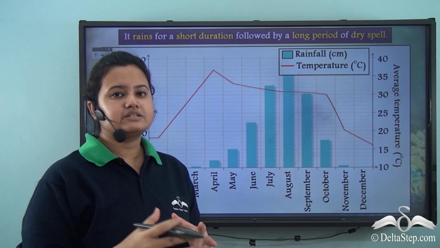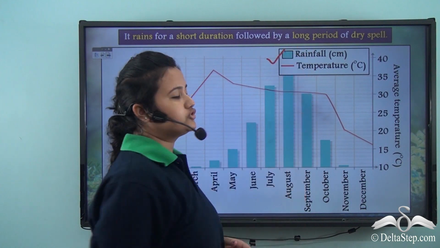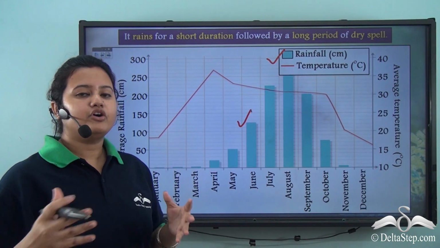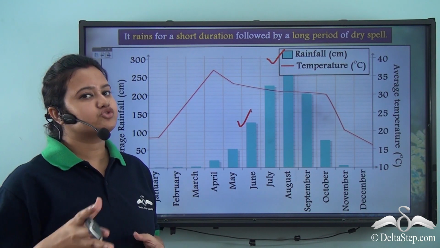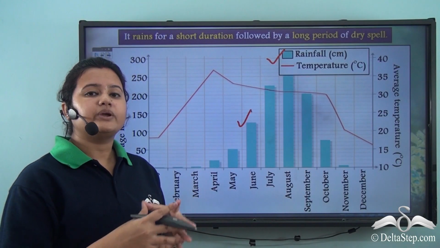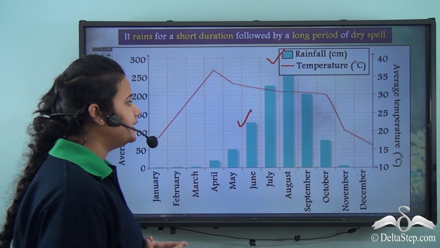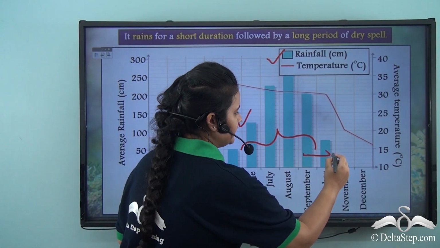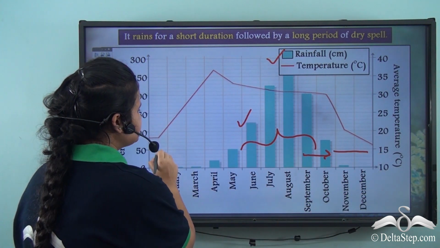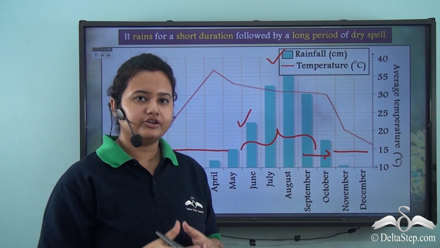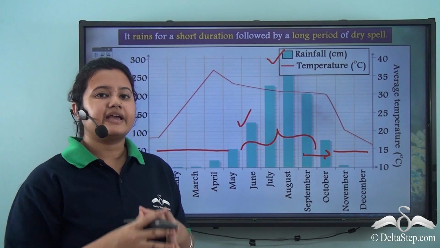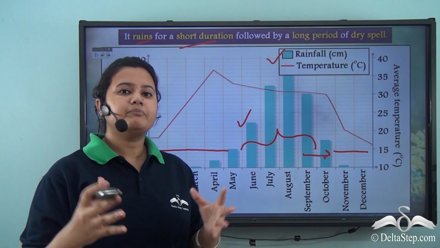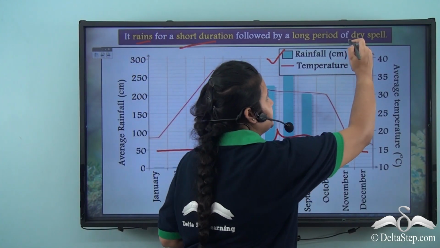Now, we shall discuss the rainfall pattern of tropical grasslands. Here, the blue bars represent the rainfall or precipitation pattern of tropical grasslands. In this graph, we can see that it rains heavily but for a very short duration. After the period of heavy rainfall, a dry spell prevails for the maximum part of the year. Thus, tropical grasslands experience rain but only for a short duration. For the maximum part of the year, a dry spell lingers.